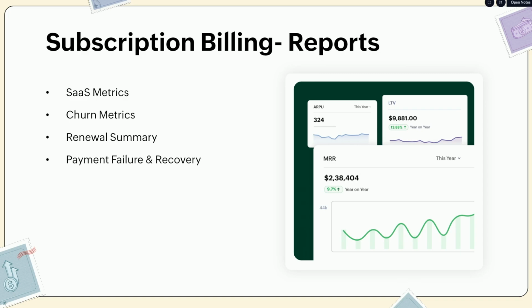So these are the different metrics that we get out of the system. So you have SaaS metrics like MRR, ARPU, LTV. So you'll be able to get the monthly recurring revenue, average revenue per user, and lifetime value for your customers. You can also get annual renewal rate. You will be able to get the churn metrics, like you can see the churn reason why your customers are churning out from the system. So you can get that out of the system. What is the churn rate for your company?